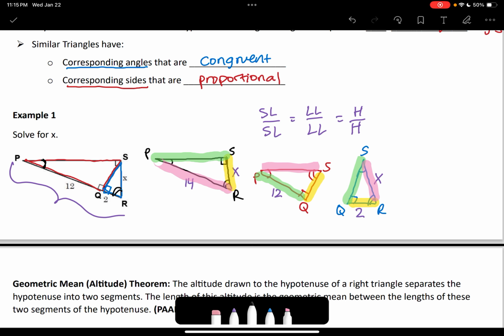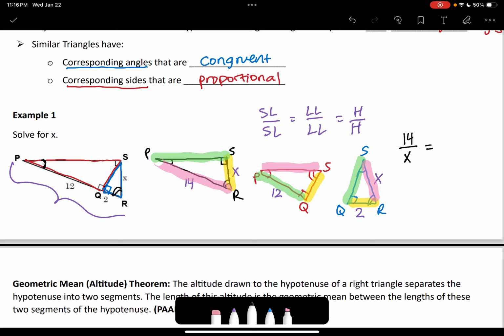What I can see here is, I know yellow corresponds to yellow, so I know that pink corresponds to pink. I'm just going to decide to start with the pink. Let's start with the hypotenuse. So I can say that 14, that pink hypotenuse of the first triangle, would correspond to the pink hypotenuse of the last triangle, which would be X. So I can write a ratio of 14 over X.